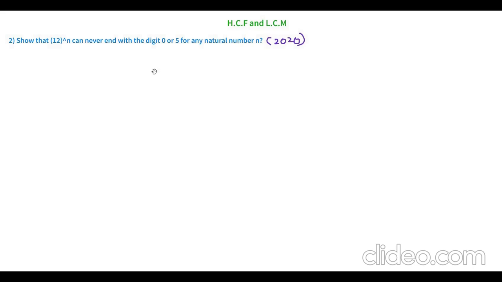So if we have to show that there are no such numbers which will end with 0 or 5, first we have 12 to the power of n. Now let's prime factorize 12. When we do the prime factorization, 2 times 6 and then 2 times 3 and then 3 times 1. So this is our prime factorization. So here we get 2 square times 3, the whole power n.